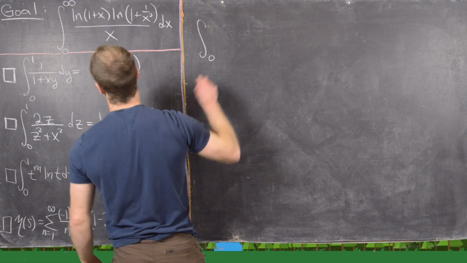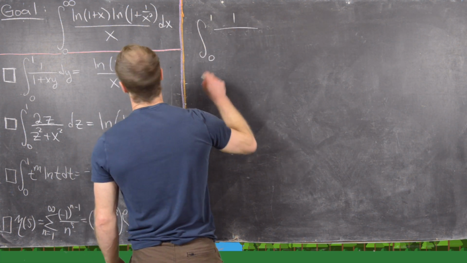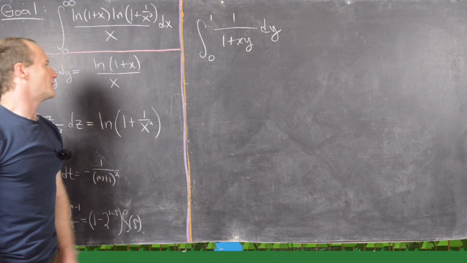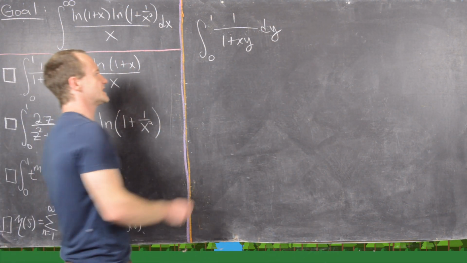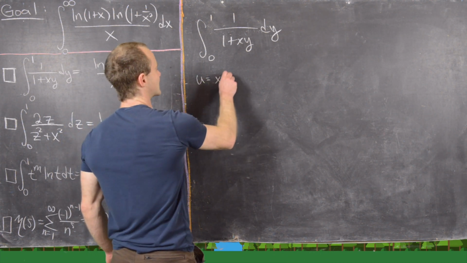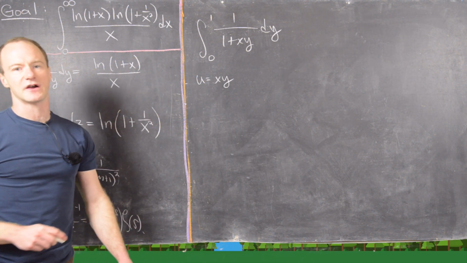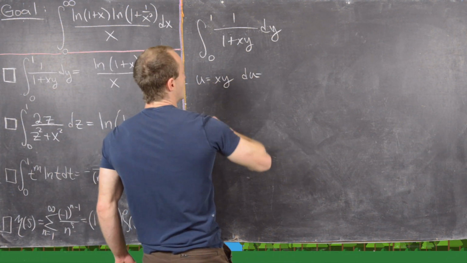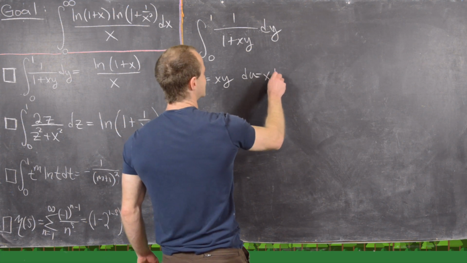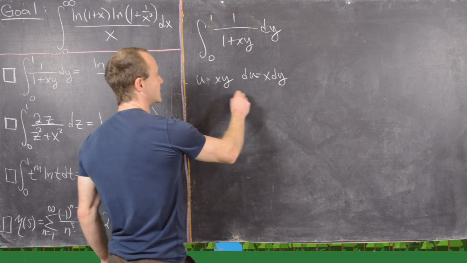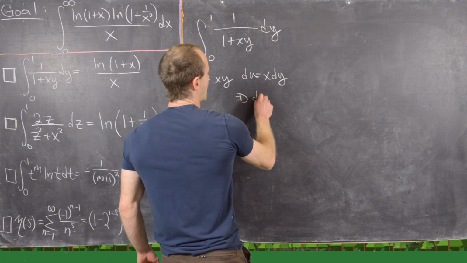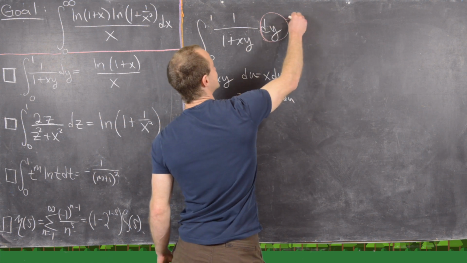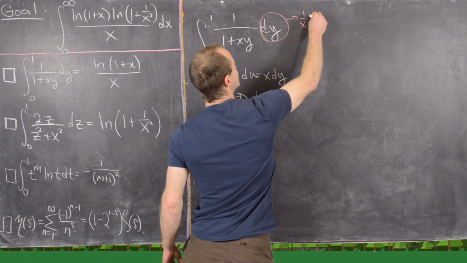So we're going to look at the integral from 0 to 1 of 1 over 1 plus x times y, dy. Now, you can do a little baby u substitution if you want. So maybe we would let u equal x times y. And notice here our variable of integration is y. So when we take du, we get x dy, which tells us that dy is equal to 1 over x du. So this dy turns into 1 over x du, and here notice that this is u.